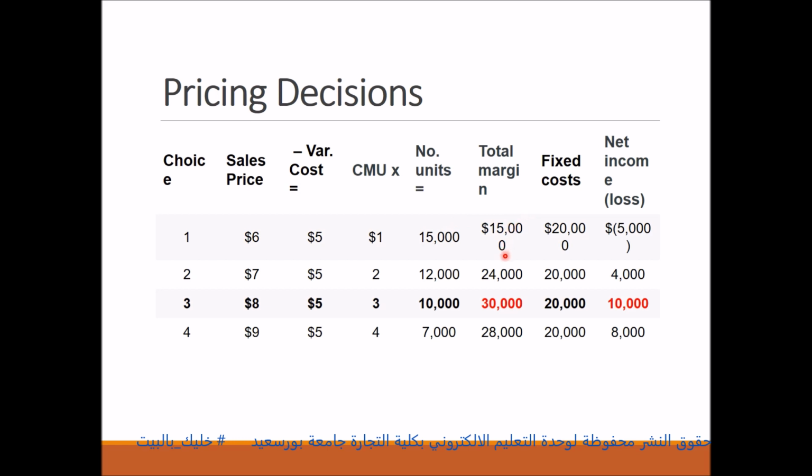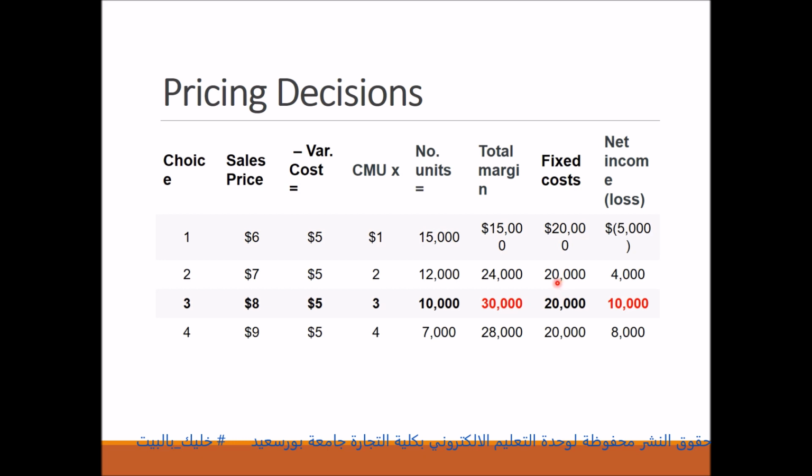Total contribution margin will be different under each option, and it is the highest when the selling price per unit is $8. When the selling price per unit is $8, the contribution margin per unit is $3, the demand level is 10,000 units, and the total contribution margin is $30,000. This amount contributes to recovery of fixed cost.